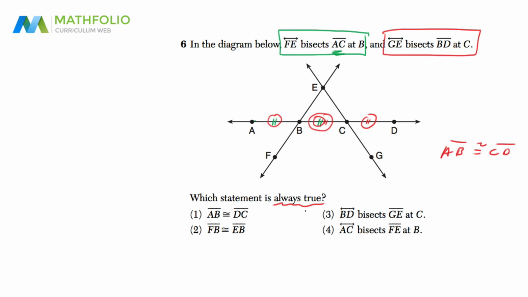Well, let's take a look. AB and DC, well, that's the same as what I got here. They just switched the letters, which we're allowed to do. So this is always true. And if you go through the others, they start talking about whether FB is congruent to EB and other such things. And in this case, it's not true, because the only things that are being bisected are AC and also BD. So our answer, we found it, is number 1.